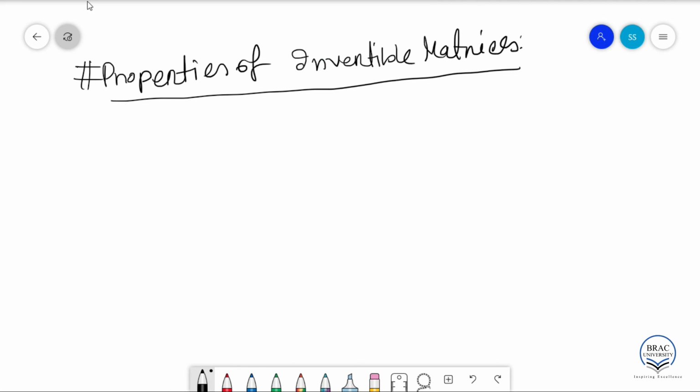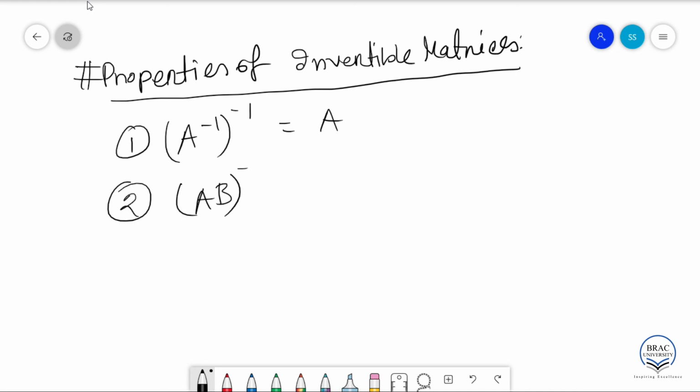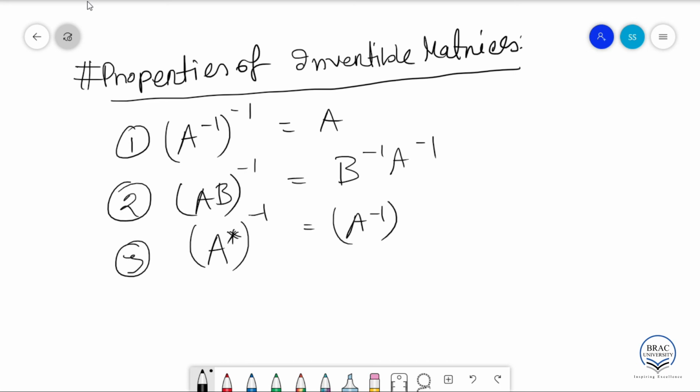Before we finish off, we would like to mention a few properties of invertible matrices. The first one is that if you have A inverse and then you invert it again, you just get back A. The second one is, if you have two matrices and both of them are invertible, then the following identity holds. The third one is the conjugate: if you take a matrix, take its conjugate and then invert it, it's the same as the inverse conjugate.